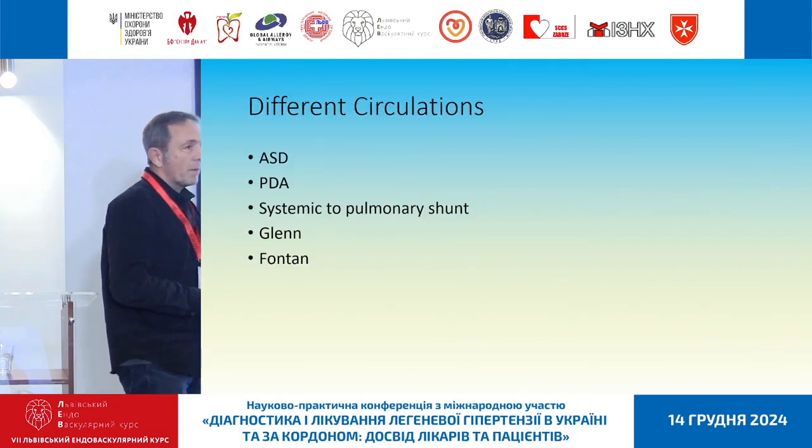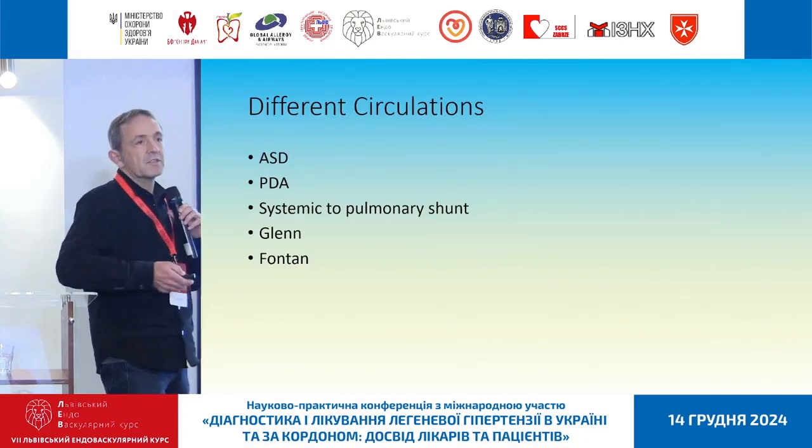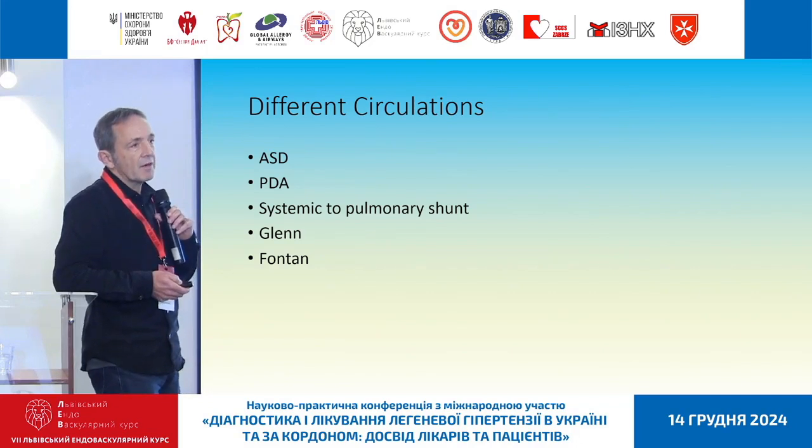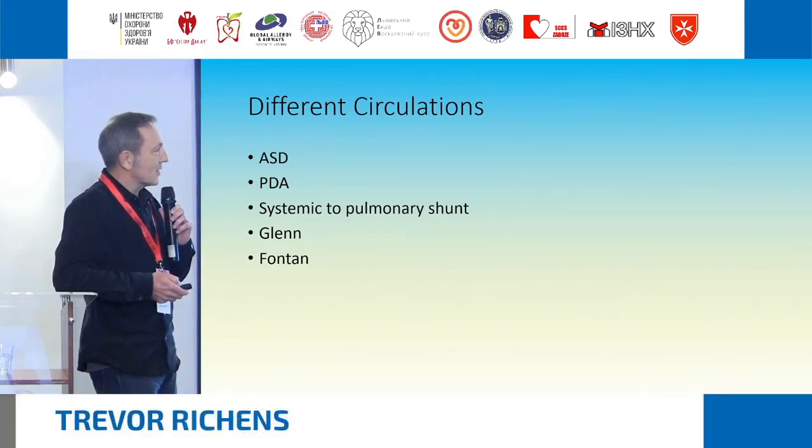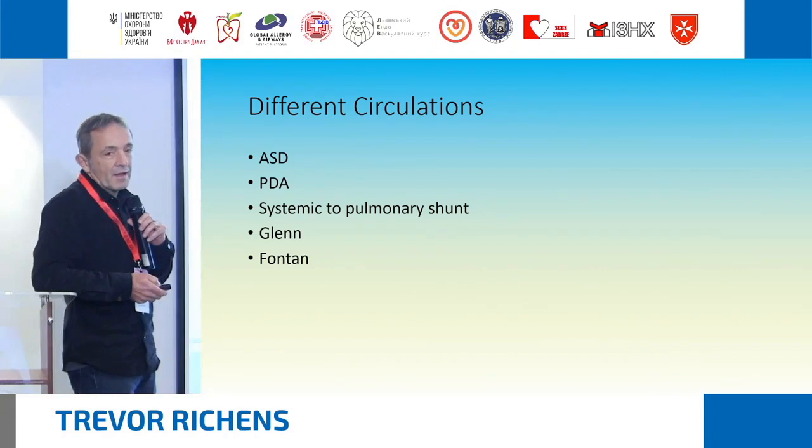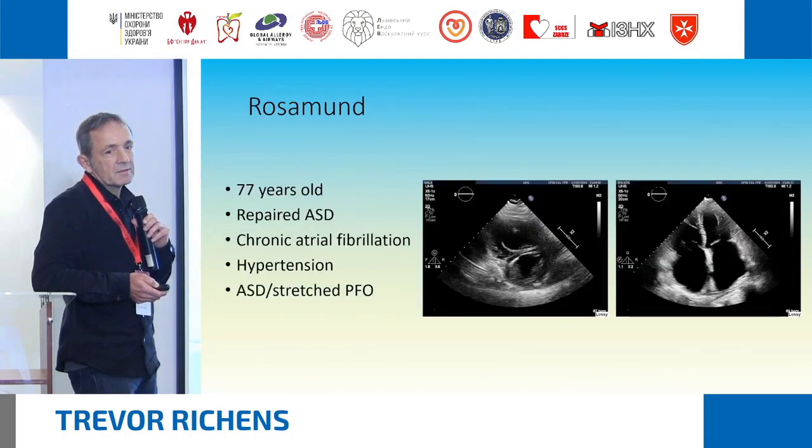I'm going to talk about some different circulations, and from it you can generalize to other circulations. We're going to talk about ASD and then arterial duct, which is really like BT shunts or central shunts. And then we're going to go through some single ventricle physiology. So we'll start off with the early systemic to pulmonary shunt, and then go through Glenn and Fontan and how we assess pulmonary artery pressures in these patients.